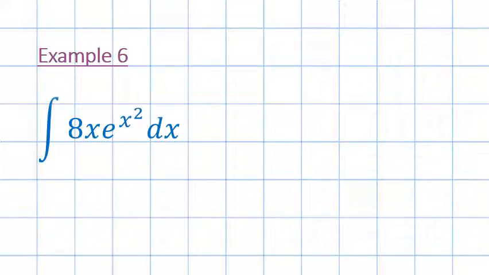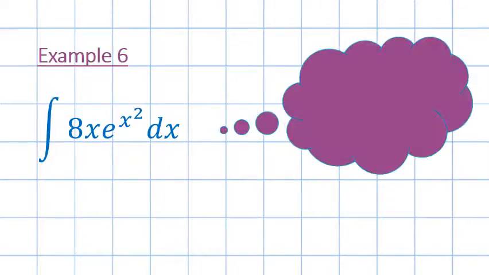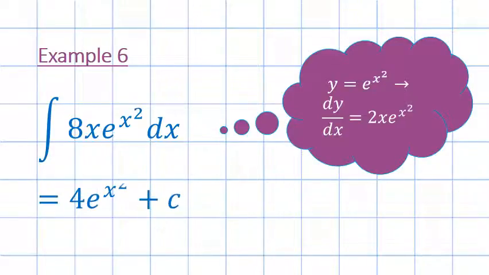Example 6. 8x e to the x squared dx. So let's integrate this. We're going to start with thinking about e to the x squared, because that will be our main function, as we know from the chain rule. When we differentiate that, we'll get 2x, because we need to differentiate the power. Well, I need 8, so I need to multiply that by 4. That will give me 4 e to the x squared.